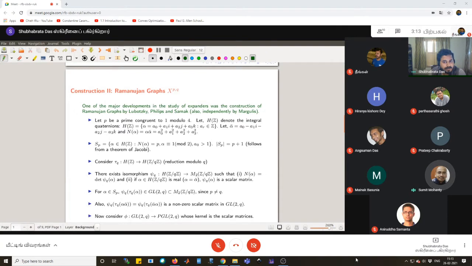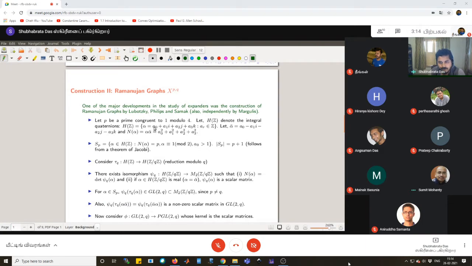Could you explain the second step a little bit once more? How the SP... So SP is the collection of these integral quaternions. Yeah, that's fine. Can you explain how alpha is congruent to 1 modulo 2?